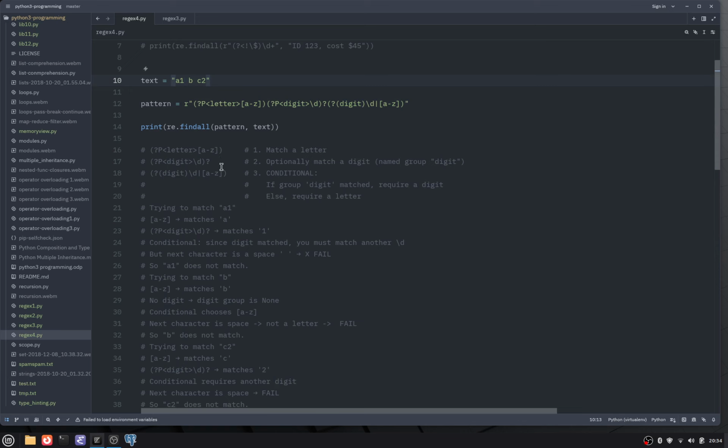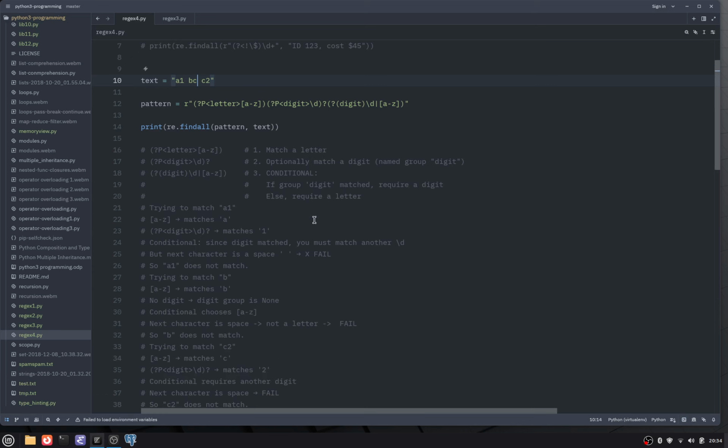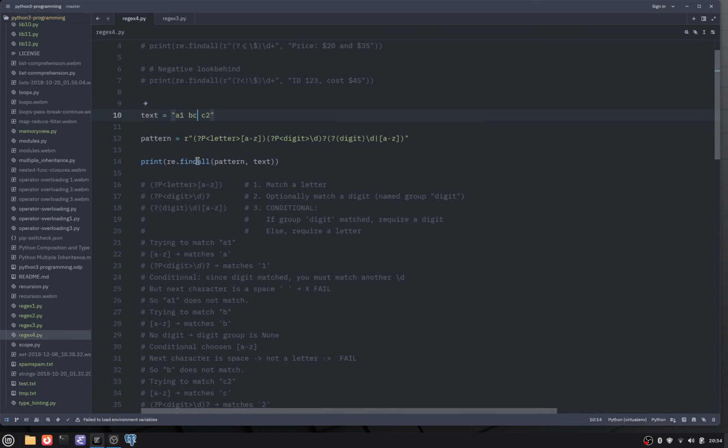It matches a letter A to Z, so B matched, but the digit does not match because there is no digit after B. So it should be followed by a letter. Let's follow it by a letter, call it C. Then it should match. Okay, let's see. See, B matched. Similarly, you proceed for C2, and C2 also does not match in the original regex. Now we comment this out.